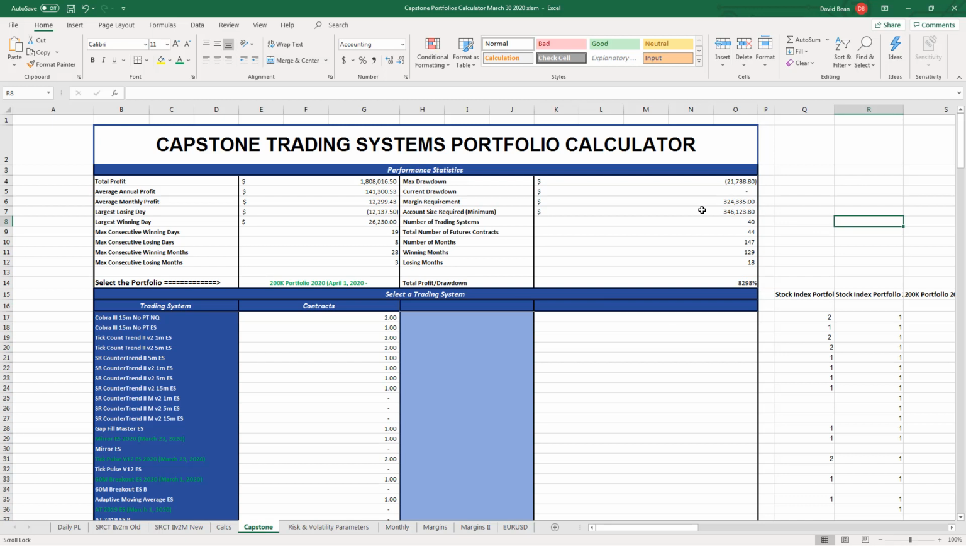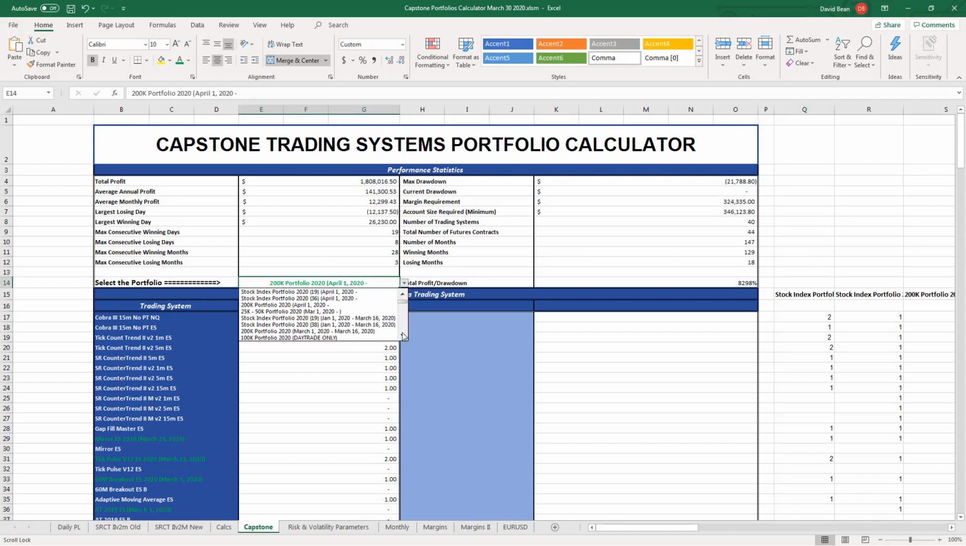And you see the margins are really high. These are the TradeStation margins. So I'm going to show you what to do about that. We're going to look at the old version as well. So let's look at the old version that we were trading first.